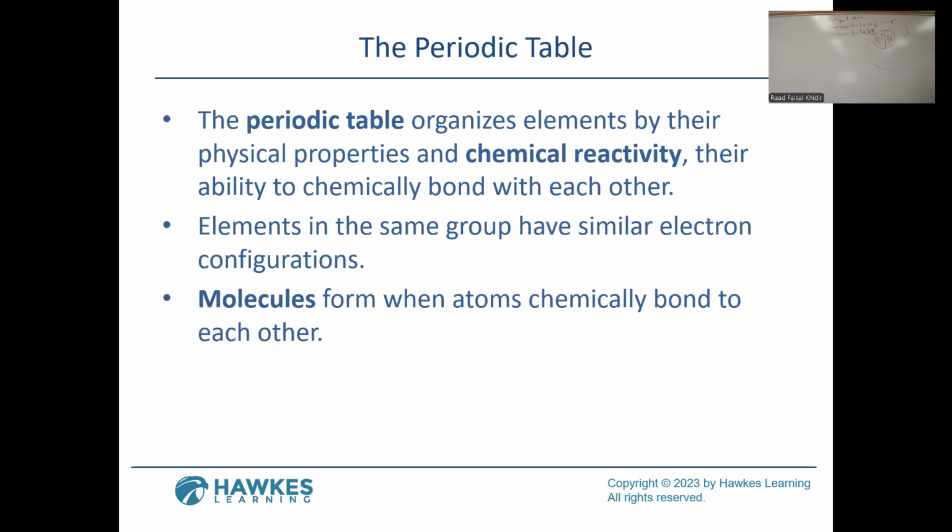If you look at the periodic table and we say a couple of elements are in the same group, does that mean they are on the same row or on the same column? Same column.